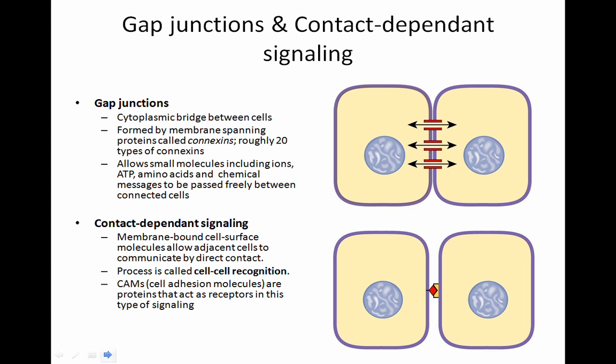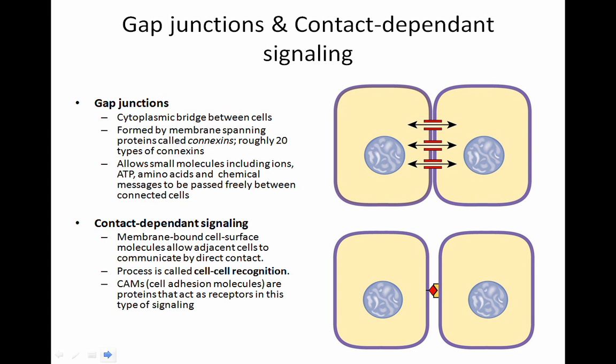The gap junction is basically what we have: little tiny gaps between the cells. Hence the term gap junction. A gap junction is formed by a particular protein called a connexin. There are many different types of connexins in the body. I think there's roughly 20 of them, probably more now that I think about it.